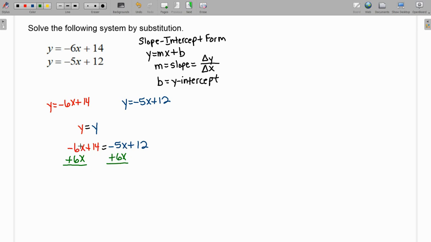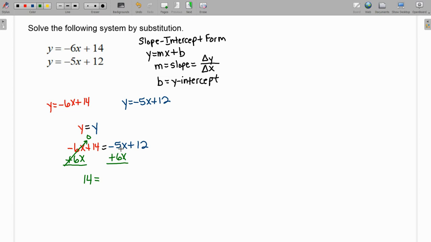Now, when I take a negative 6x and combine it with a positive 6x, those two things are going to cancel out, and it's going to equate to 0. The only thing I have remaining on the left-hand side of my equals is going to be the number 14. So I'm going to write that down, 14, still have that equal sign.